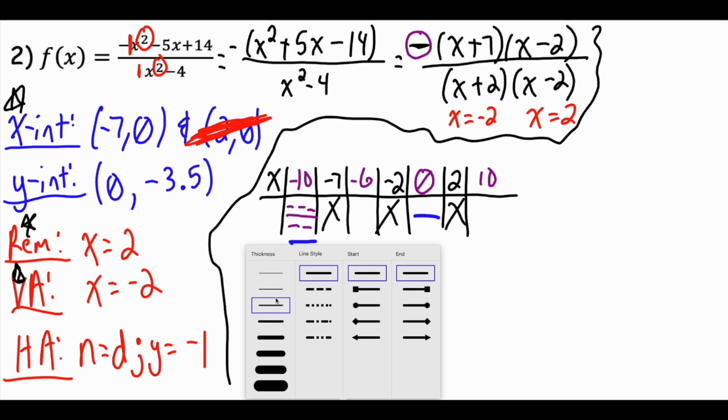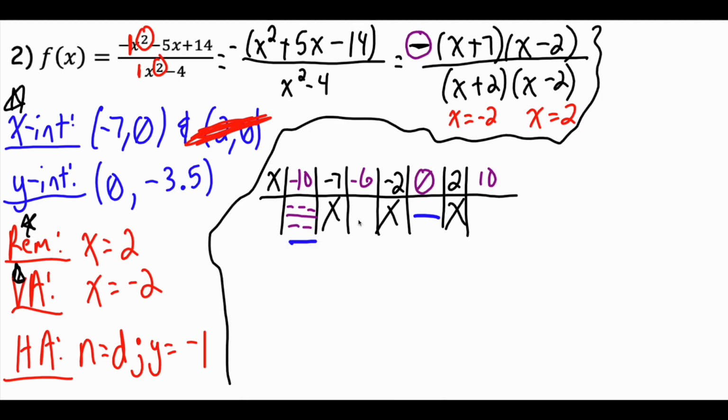-6. Again, when I do my table here, I will start off with a negative up top. -6 plus 7 is positive. -6 minus 2 is negative. -6 plus 2 is negative. And -6 minus 2 again is negative. I have 4 negatives. 4 negatives means positive.